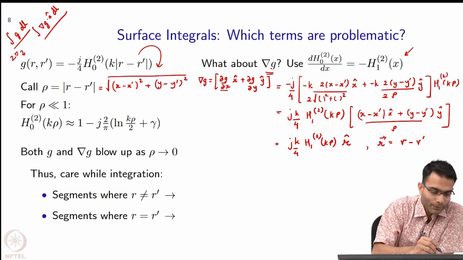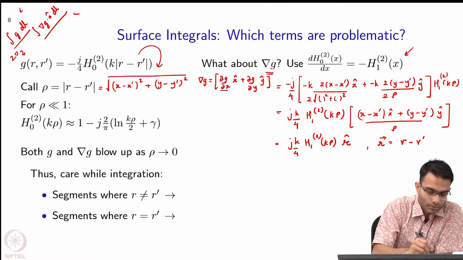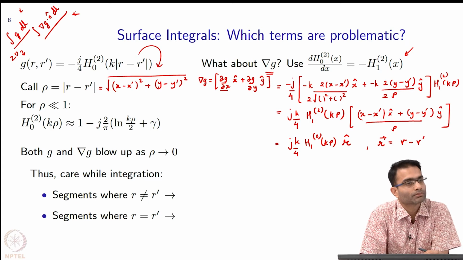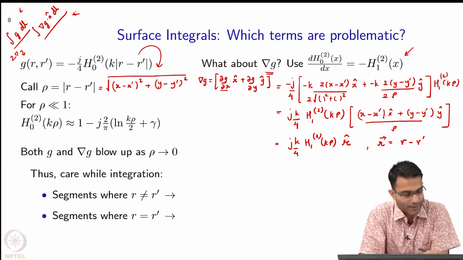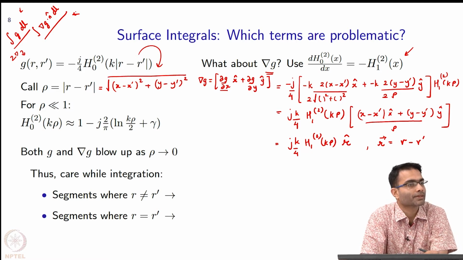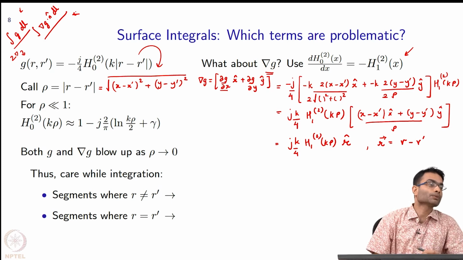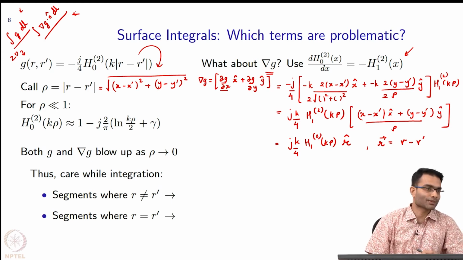Now, when we are evaluating these two integrals, as long as g and grad g dot n hat are finite, there is no problem. I can use the Gauss quadrature rule, numerical integration. The trouble will happen when these quantities begin to blow up. We know that Green's functions have a singularity at the origin. Origin in this case means when r is equal to r prime. That is the singularity.